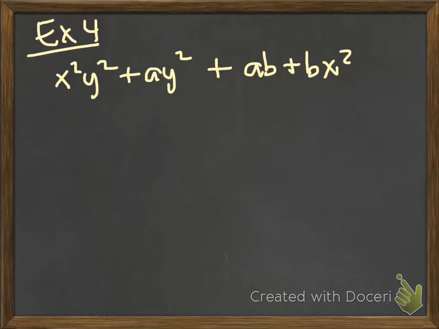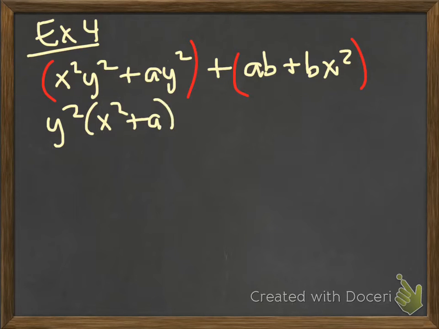Okay, example 4. This is the first group. This is the second group. Okay, what can I pull out? I can pull out of the first group y squared. That leaves me with an x squared plus a. On the second group, I can pull out a b. That leaves me an a plus x squared.